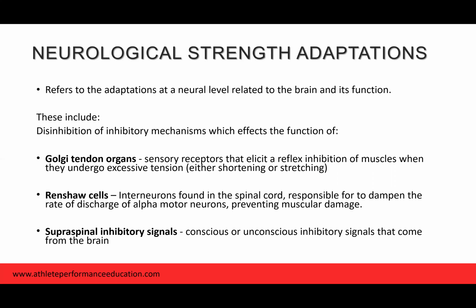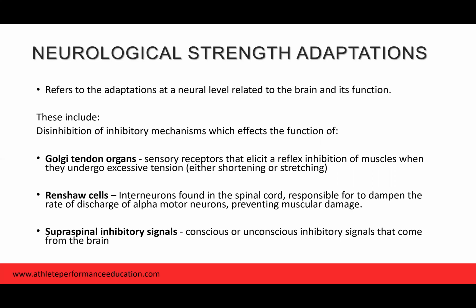The Renshaw cells act to prevent the body from essentially doing too much. So their main role is to prevent muscular damage, and they're basically made up of neurons found in the spinal cord. And as I said, they're responsible for creating signals to prevent the body doing too much.